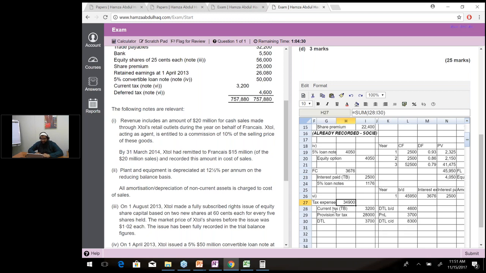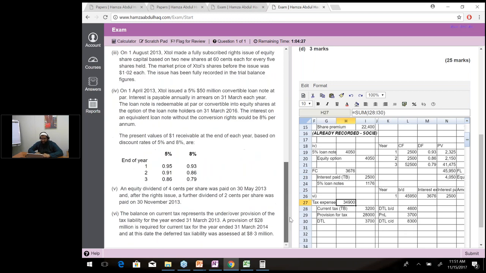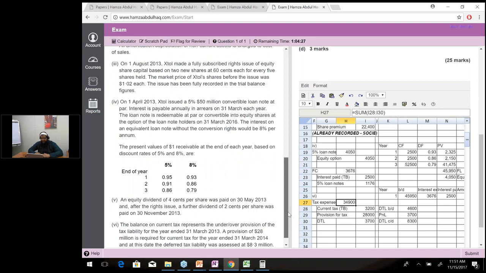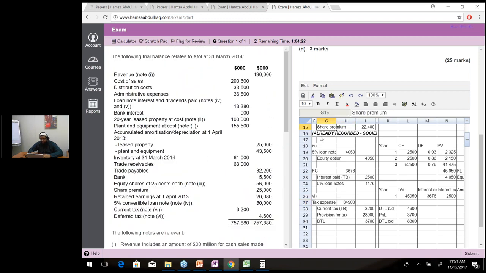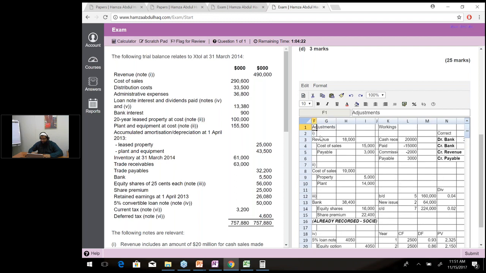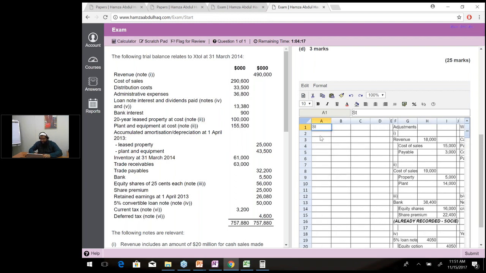So all adjustments have now been done up to adjustment 6. Now we have to prepare the income statement and the financial position. So I'm moving on the top. I'm writing statement of comprehensive income, which we're going to start from revenue, and then cost of sales, and then gross profit.